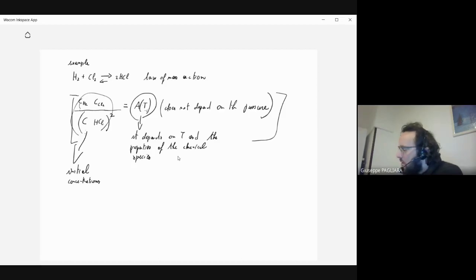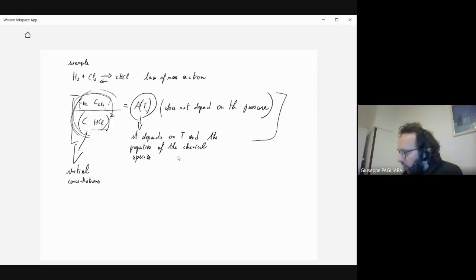That means that the reaction will act in such a way to increase the number of H2 and Cl2, at fixed A of T. On the other hand, if you have a small amount of this quantity here that we have on the right, this term will be larger than A of T, and the reaction will proceed in such a way to increase the number of HCl molecules. Okay.